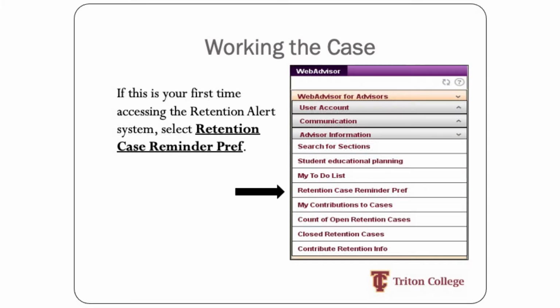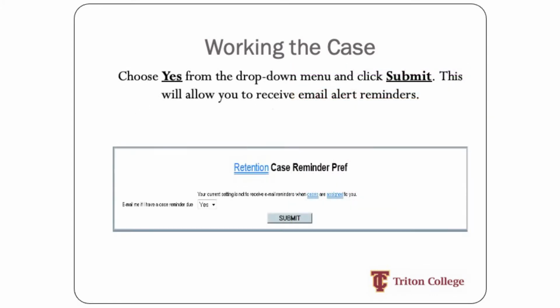If this is your first time accessing the Retention Alert system, you do want to first select Retention Case Reminder Preference. Next, you will choose Yes from the drop-down menu and click Select. This will allow you to receive email alerts when you have a new case.